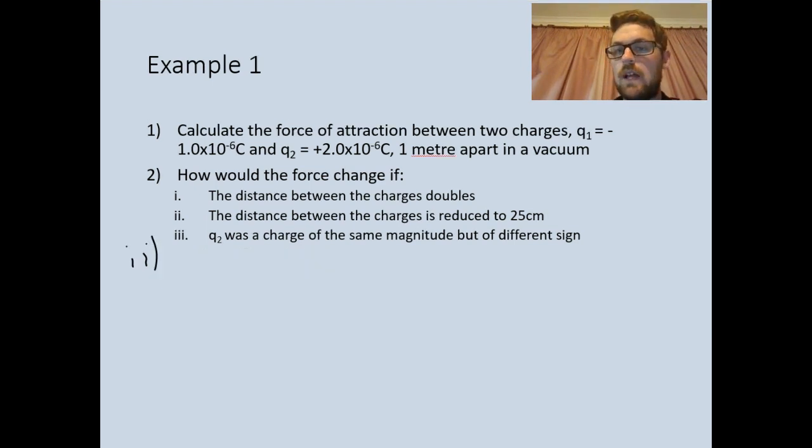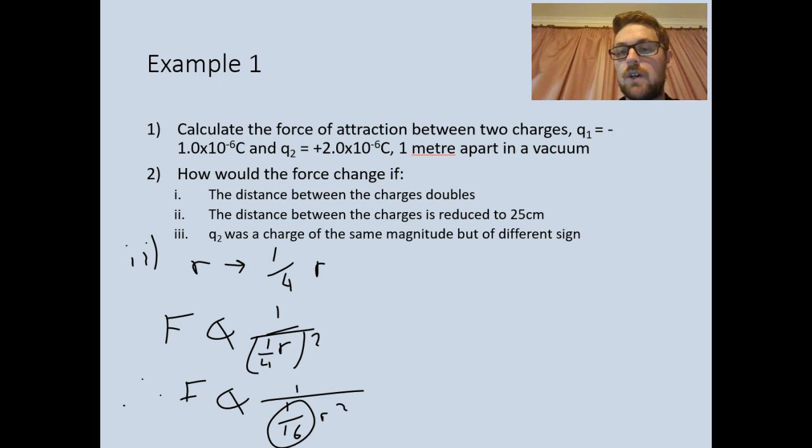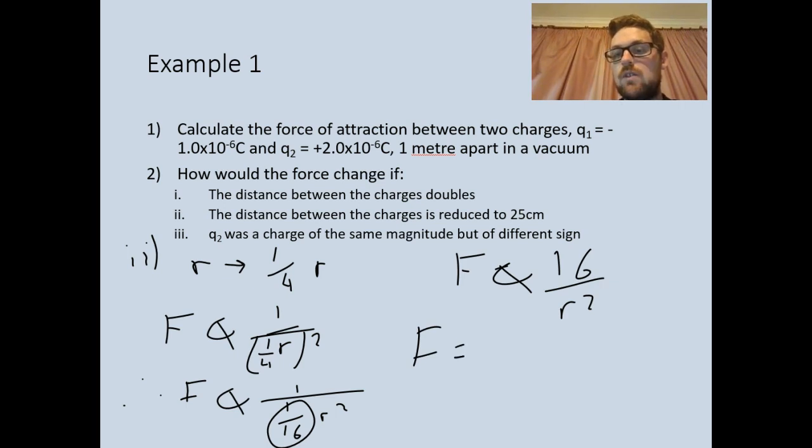So part 2: our distance between the charges is reduced to 25 centimeters. We started at 1 meter, now at 25 centimeters, so our R has become 1 over 4R. We know our force is proportional to 1 over R squared, but now our R is 1/4, so we need to make sure we square that whole thing. If we square that, we are left with force proportional to 1 over 1 on 16 R squared. Remember, if we've got a fraction in our denominator, we can bring that up to the top. So our force is proportional to 16 on R squared.